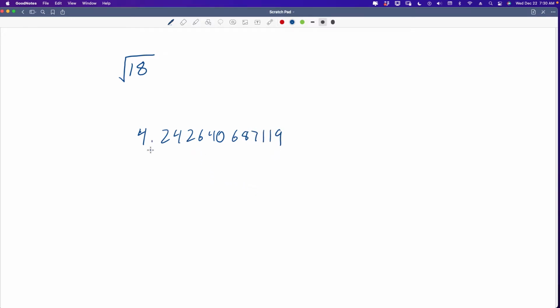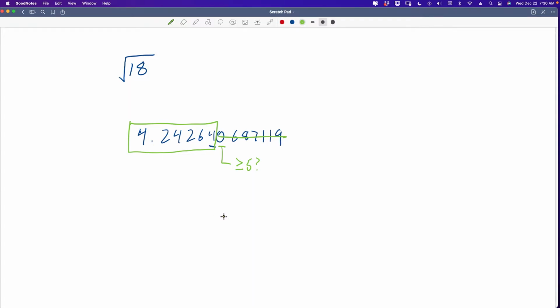We want to go to the 5th place. So 1, 2, 3, 4. That'd be 5 right here. All right, so we look at the number to the right of it, and we ask ourselves, is this number greater than or equal to 5? No, it's not. It's 0. So we say, forget all the rest of that. This is the answer right here that we're looking for. So that would be how we would solve that.